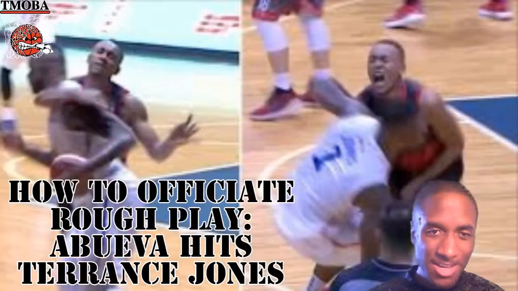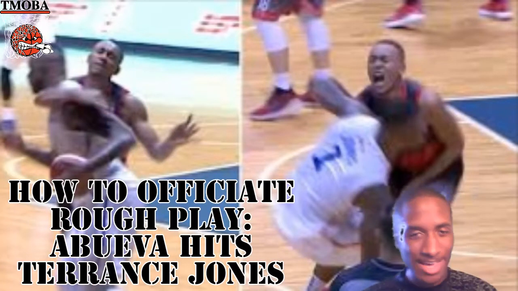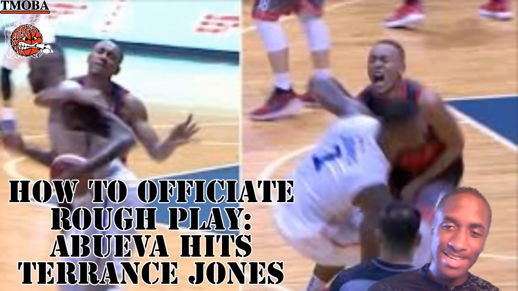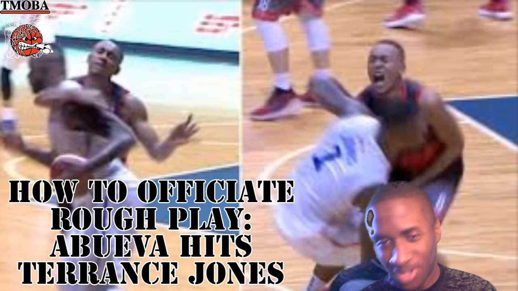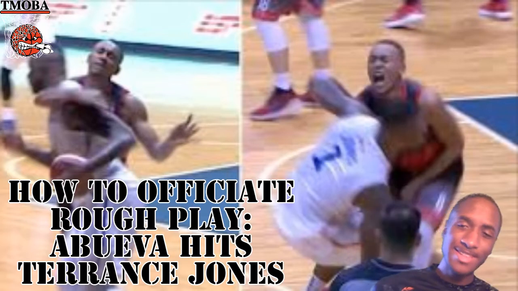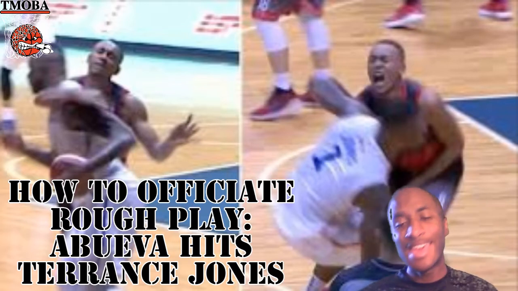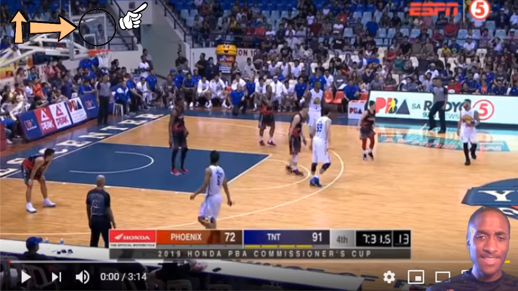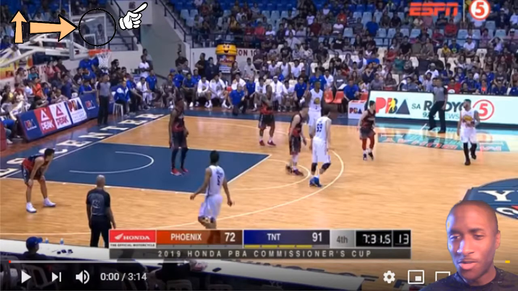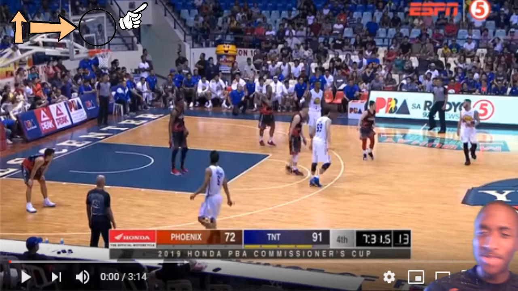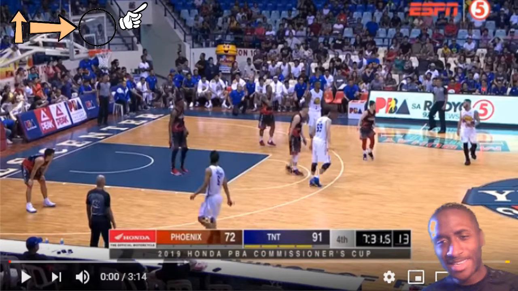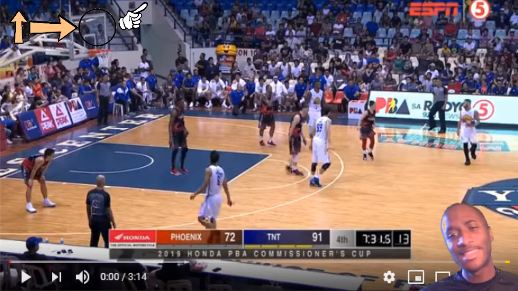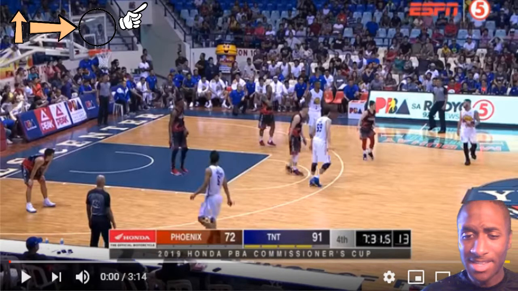For this video, we're going to be focusing in on how to officiate rough play. We're going to look at the Terrance Jones incident situation at the PBA League. So with that said, we're going to go ahead and get right to the fun stuff. I'm going to let the whole video clip play, then I'll replay it and I'll interject and give my inputs and everything like that. So with that said, let's get right to it.